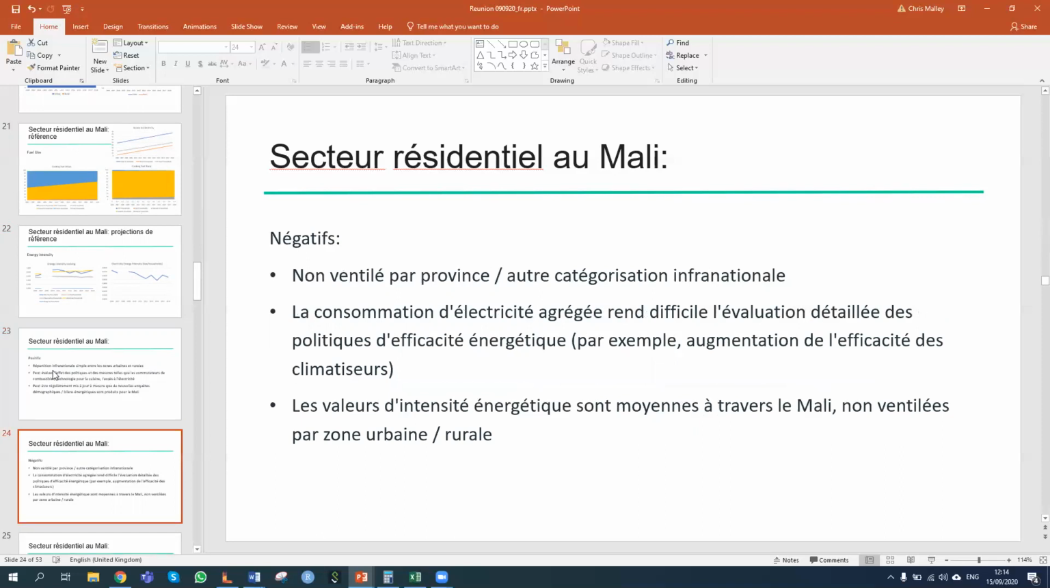The limitations of the model is it doesn't break down into different provinces or states or different geographic regions, only urban and rural areas. And to look at mitigation measures that are focusing on energy efficiency is difficult because we don't break it down by appliance. In addition, the energy intensity values are the average for the whole of Mali, not split by urban and rural. So we're just using an average energy intensity for all geographic regions in Mali.